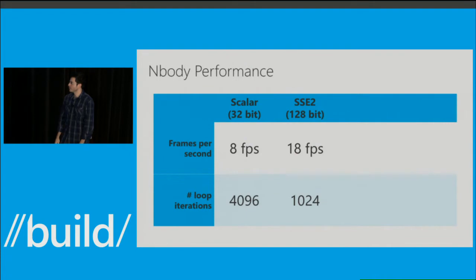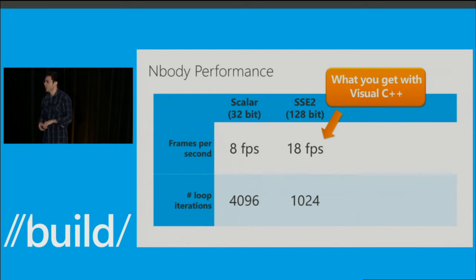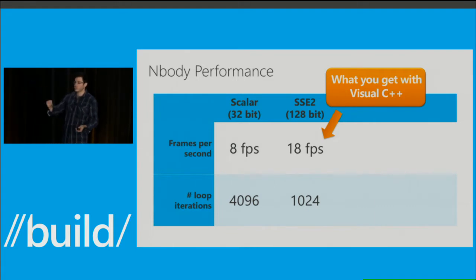So here are some performance numbers. On the left side, I put the scalar info just to have as a baseline. There are 4,096 iterations of the innermost loop, and we get around 8 frames per second. That's a good baseline. With Visual C++, we have automatic vectorization that targets 128-bit code. What's really happening here is we're executing 4 iterations of the j loop in parallel on a single core by taking advantage of the SSE2 instruction set. You can see the number of loop iterations goes from 4096 to 1024.